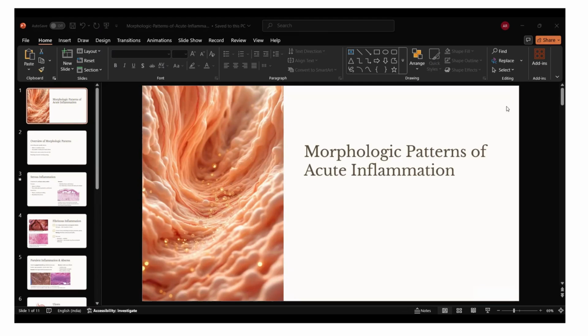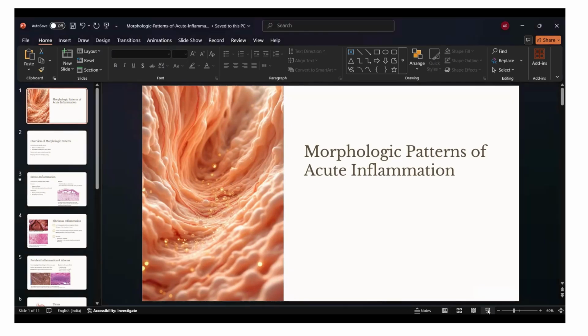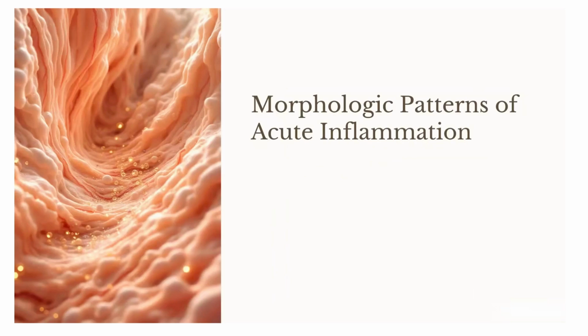Ever wondered how your body leaves clues when it's fighting something off, like an infection or even just a cut? Yeah, it's like being a detective inside your own body. Exactly. Today, we're doing a deep dive into the morphologic patterns of acute inflammation. Basically, the different visual ways your body responds.